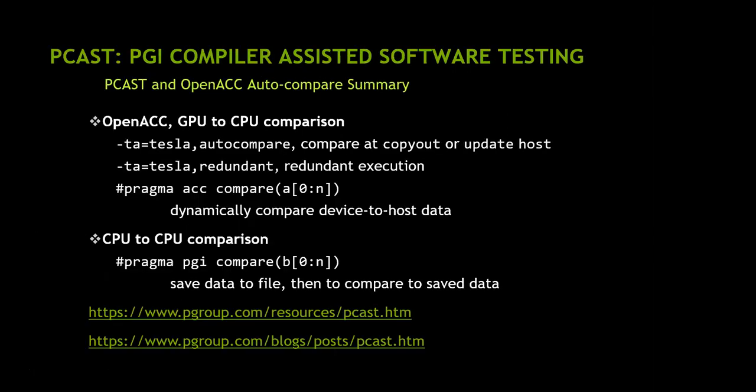And here you could look in more detail at the links given here about what PCAST and autocompare can do. You could also do a CPU to CPU comparison when you are modifying simply on the CPU side. If you have some golden data, some initial results, you could compare them to what is run. Simply here, you are saving the B array on a disk, and you could compare it later on with some previously saved data. So this is a very nice feature.